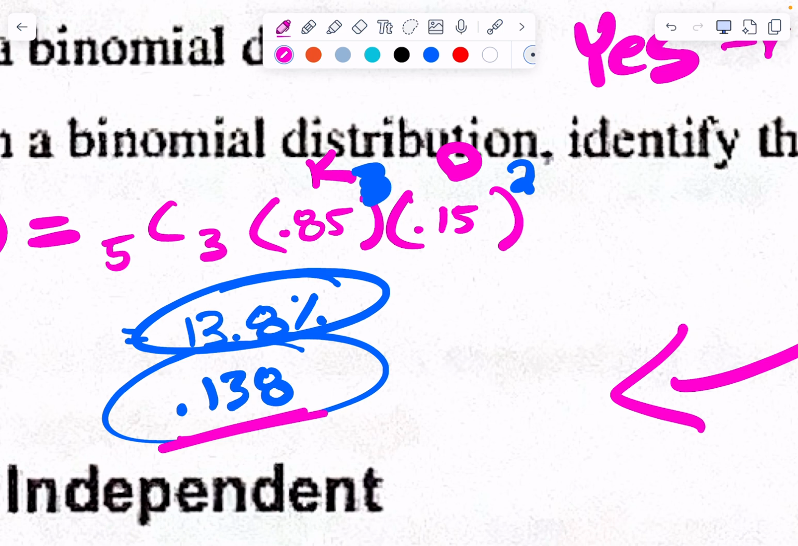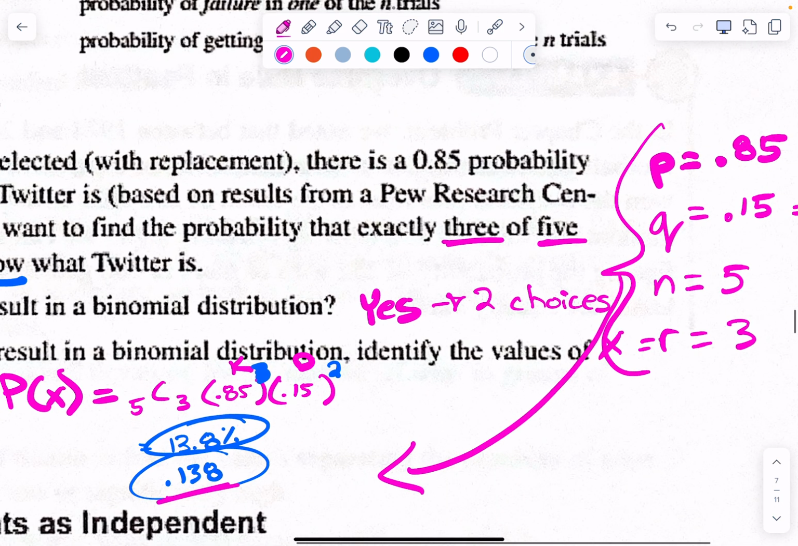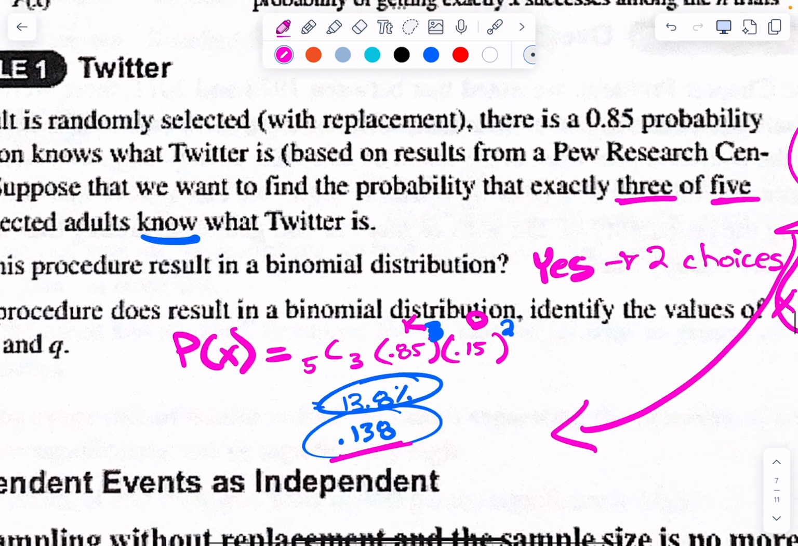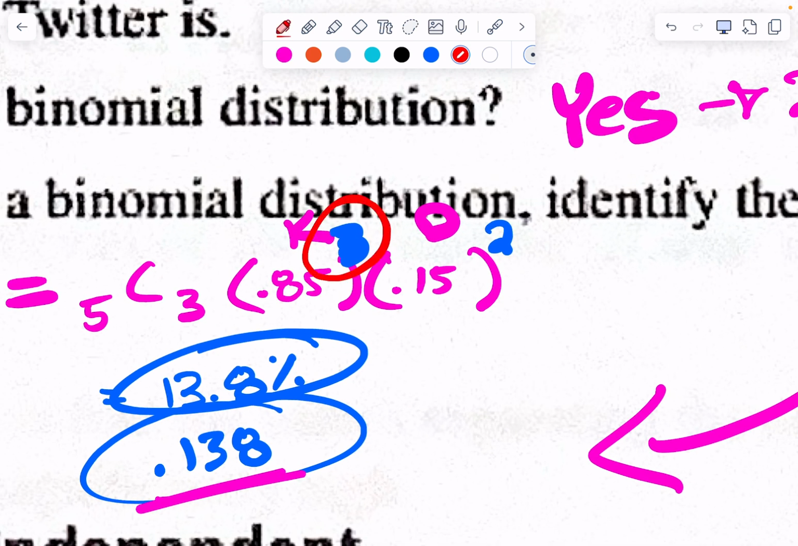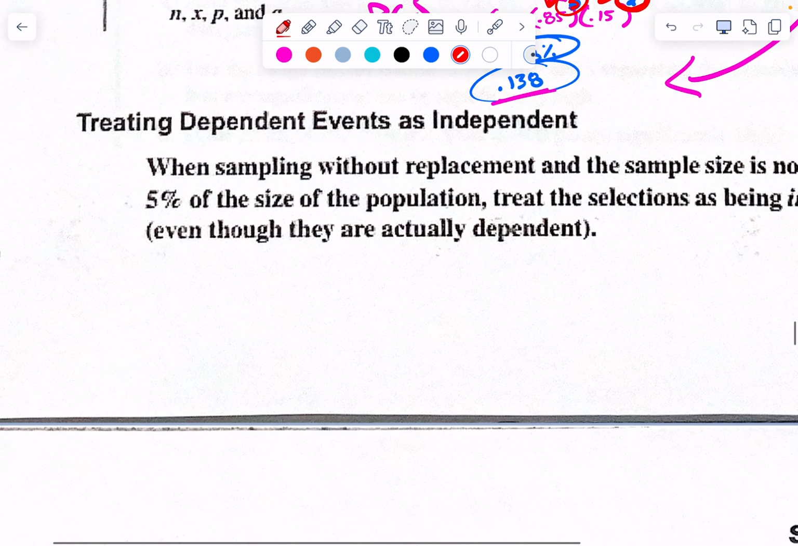Yes, ma'am? Where do we get the exponents again? The exponents come from the question. They say, suppose that we want to find the probability that exactly 3 of the 5 know what Twitter is, okay? So I know that my R is 3, but then we have to decide, does 3 go here or does 3 go here? 3 goes here because know Twitter is 0.85. And if 3 know Twitter and we have 5 total, that means 2 don't know Twitter, okay? Do we see how that works? Yeah? Okay, there you go.